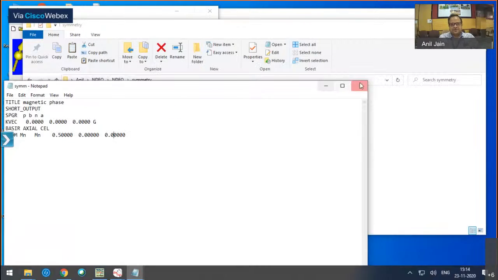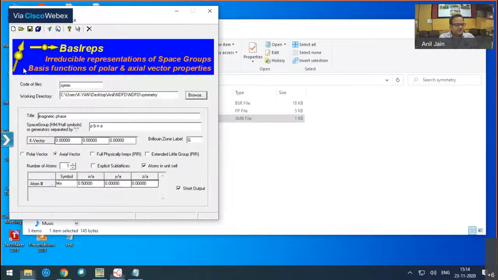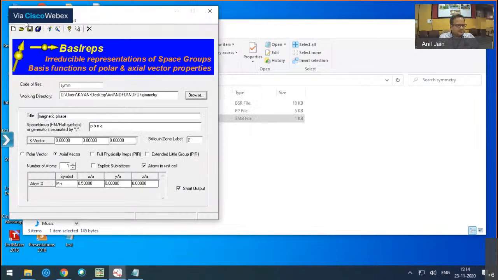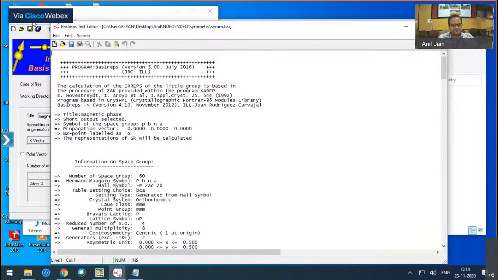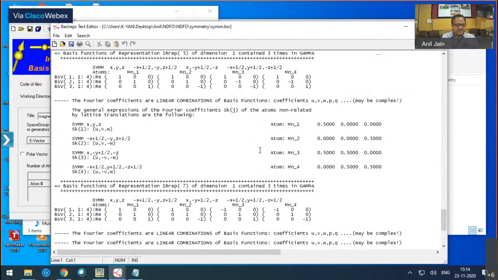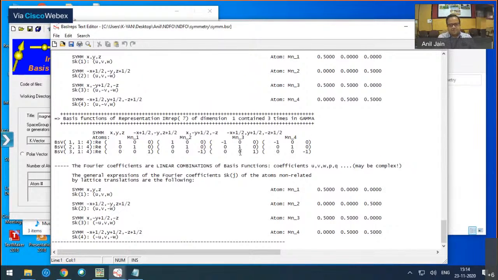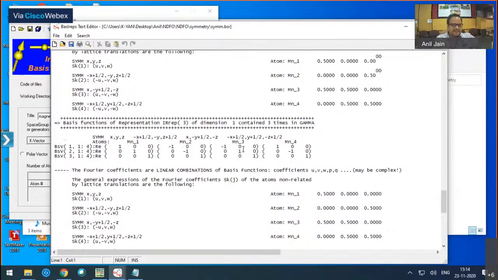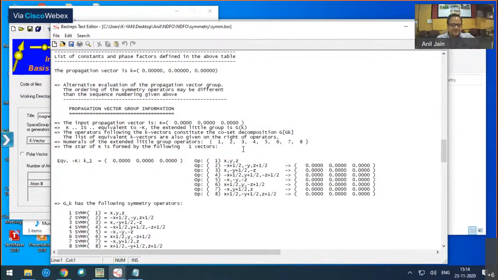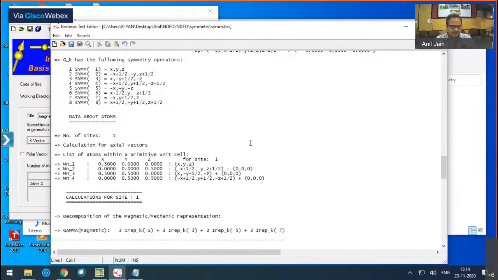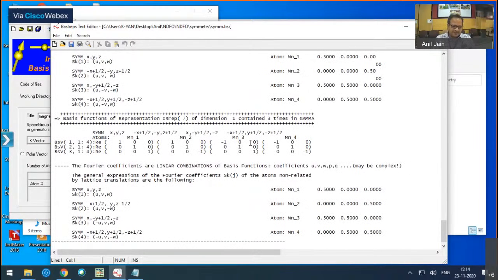And now let me close this and I go here. File, open. Now let's ask it to run it. It does this symmetry analysis and it produces a file. I will advise each of you to at least go through this file and try to understand the meaning of the different things which are mentioned in this file. Of course, it is a long file, but I think once you should go through this.